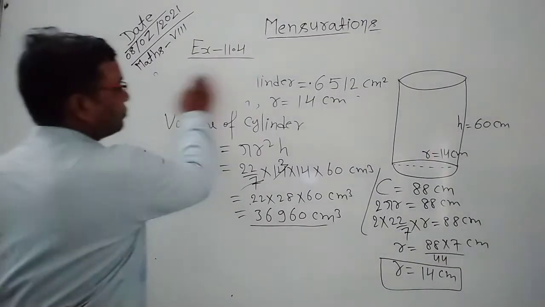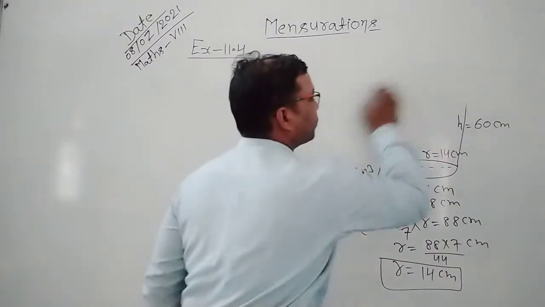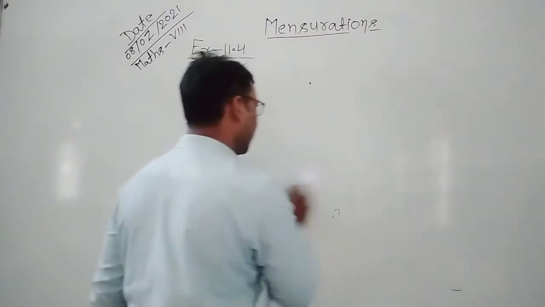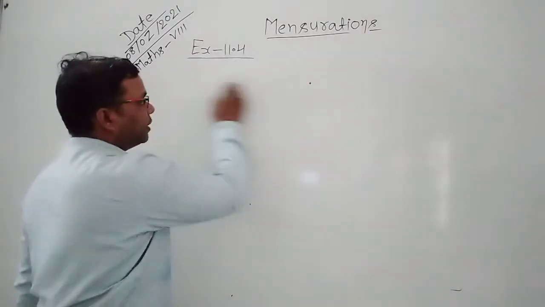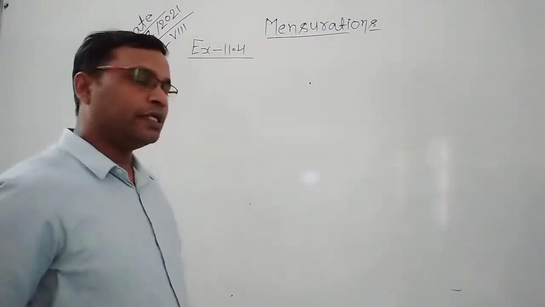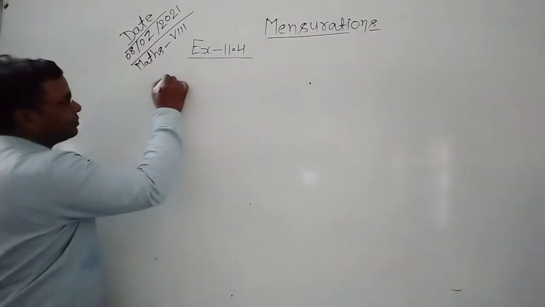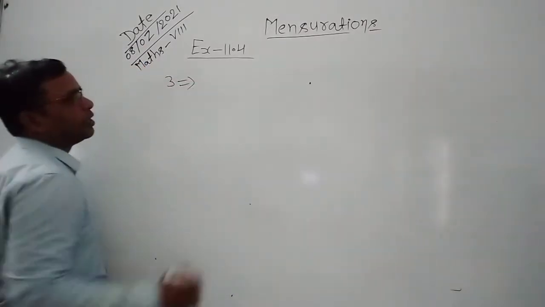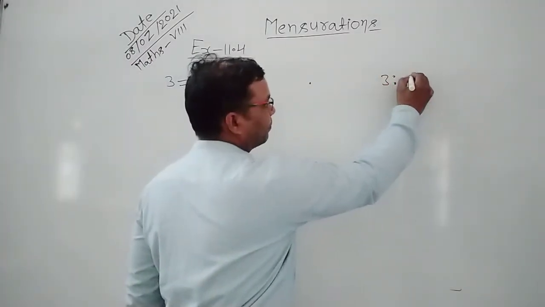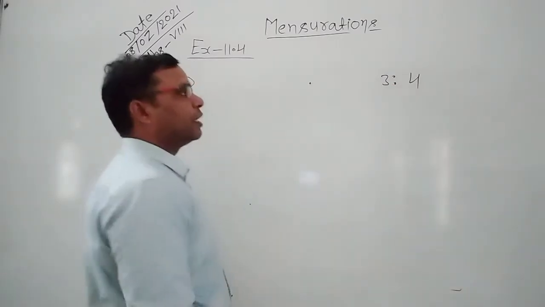Now, question number 3. In this question, two cylinders are given, and the ratio of their radii and heights is also given. The ratio of the radii of the two cylinders is 3:4.